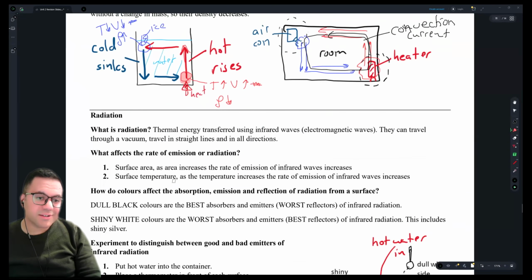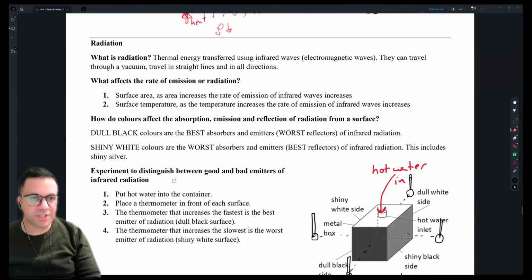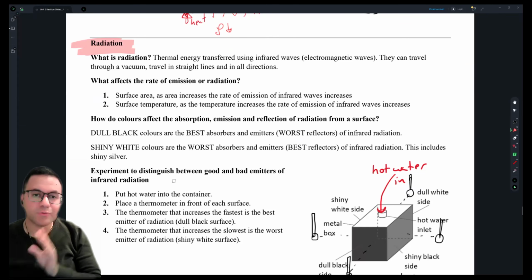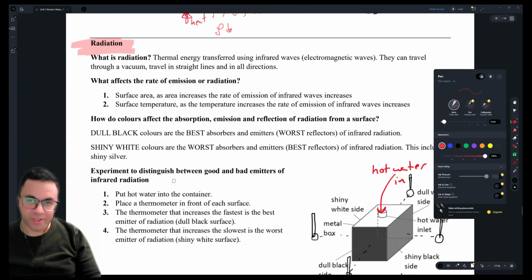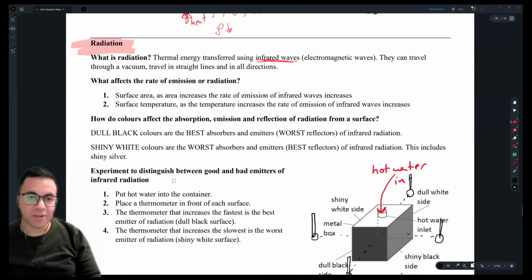Finally, there's a third method of transferring heat. And that method is called radiation. What is radiation? It's just a type of wave. It's a type of electromagnetic wave that transfers heat. Infrared waves, to be specific.